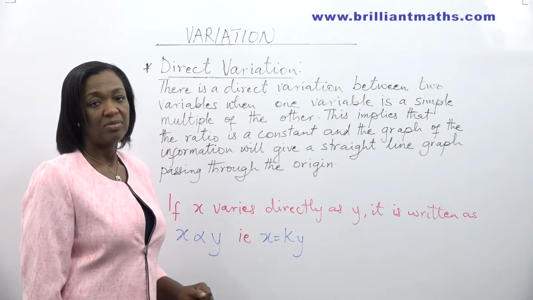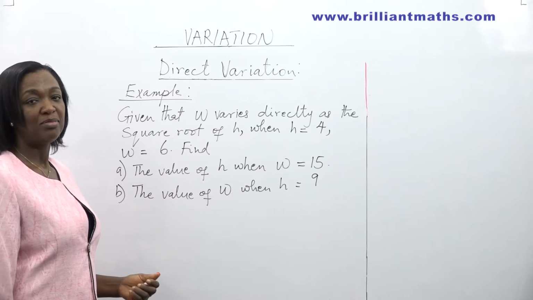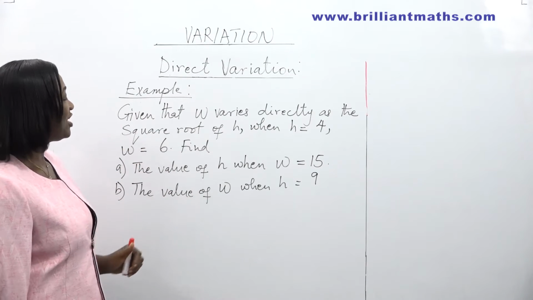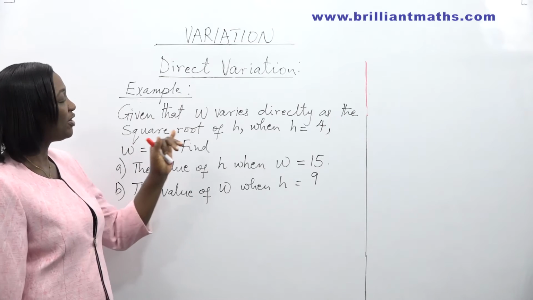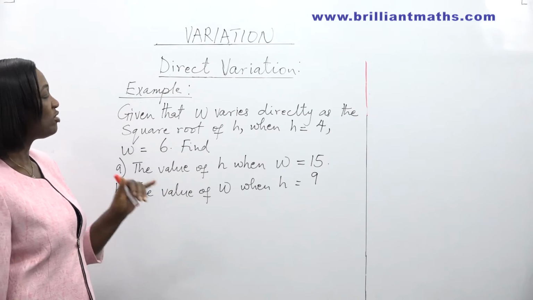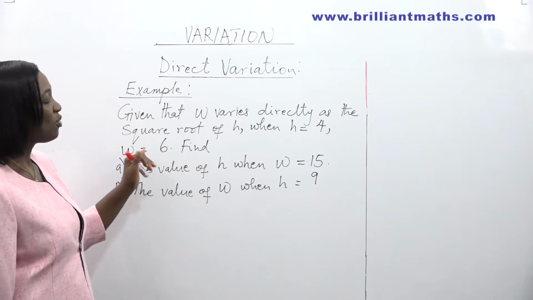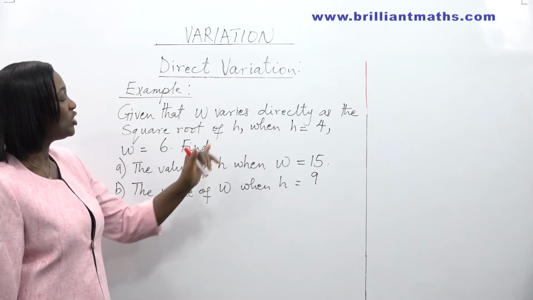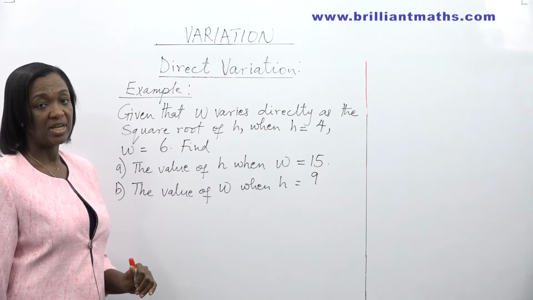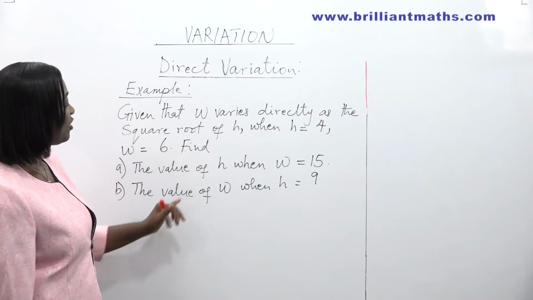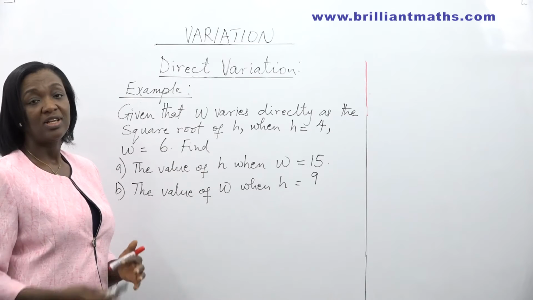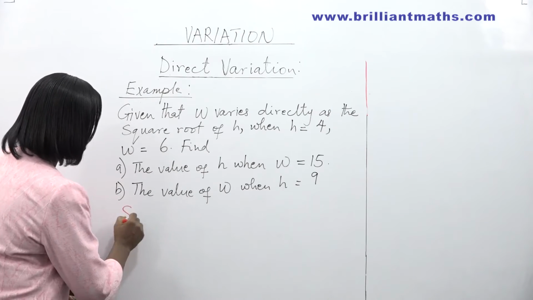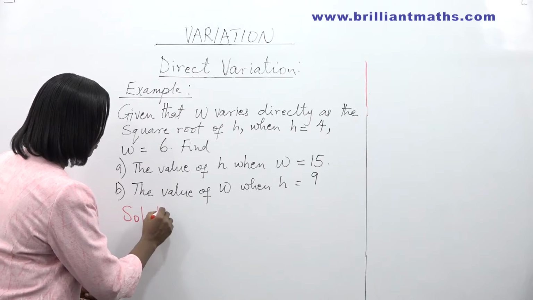Let us look at an example. Given that w varies directly as the square root of h, when h equals 4, w equals 6. Find the value of h when w is equal to 15, and then find the value of w when h is 9. Let's try to work this out. Solution.